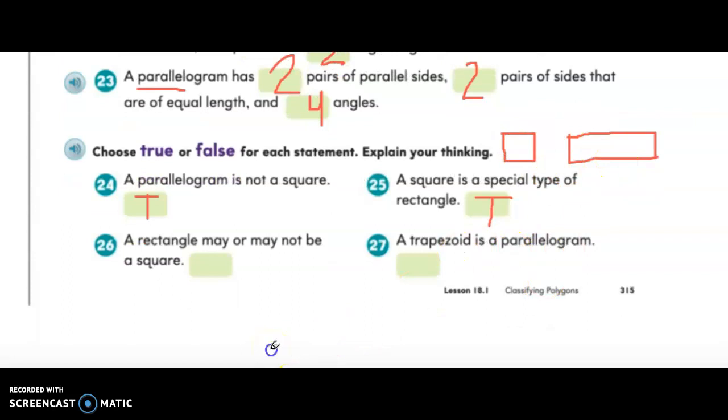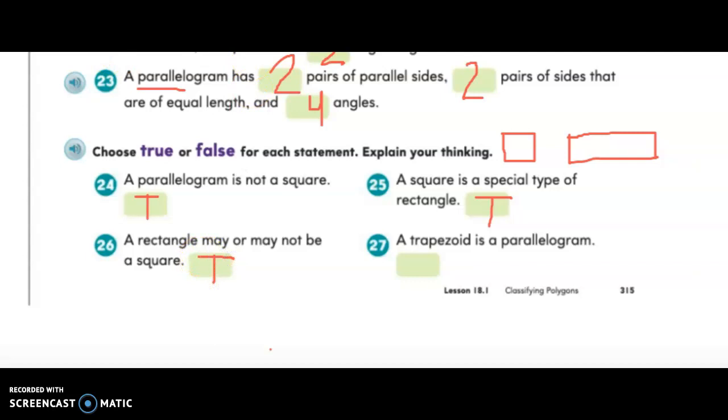A rectangle may or may not be a square. Now this is true because a rectangle may or may not be a square. It depends if it has all of those sides be equal.